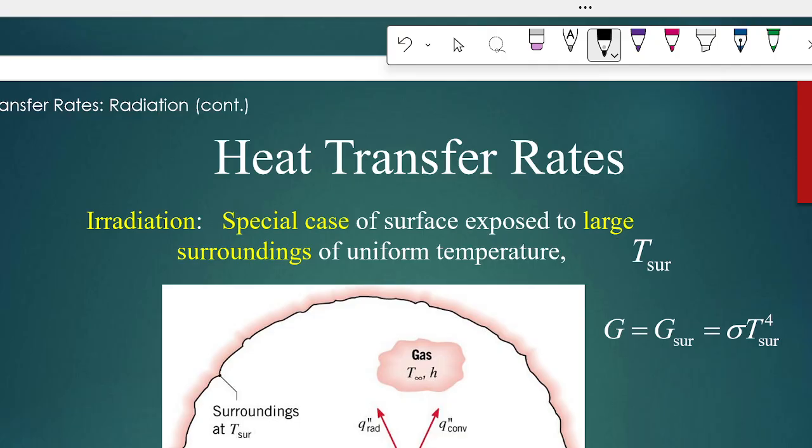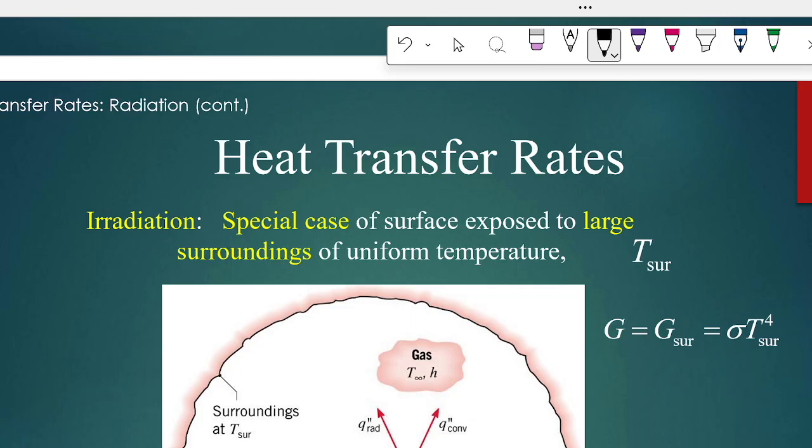Anytime you have a Q double prime, what is that? The unit is watt per meter square, right? Remember those always. So you're seeing heat flux and a subscript RAD. You guys remember a subscript COND means conduction, subscript CONV is for convection, and subscript RAD means radiation, right? So you have a heat flux for radiation.